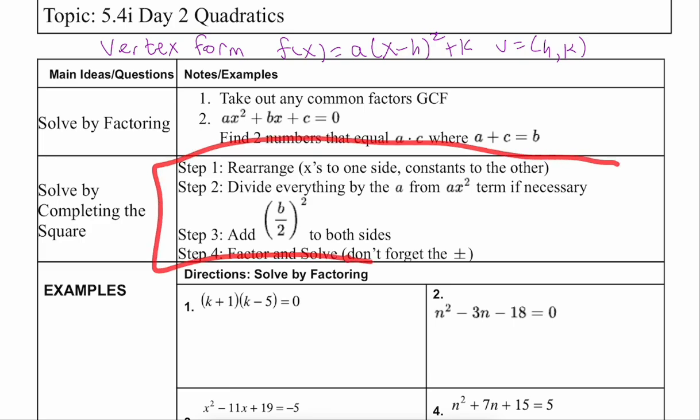Completing the square, there are 4 steps. We're going to rearrange to put the x's on one side and the constants on the other. We're going to divide everything through by a if that's necessary. We're going to add b over 2 squared to both sides, and then we're going to factor and solve, but don't forget the plus or minus. That's not going to make much sense until we actually jump to a problem.